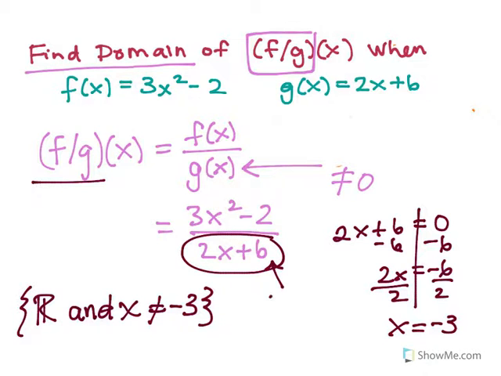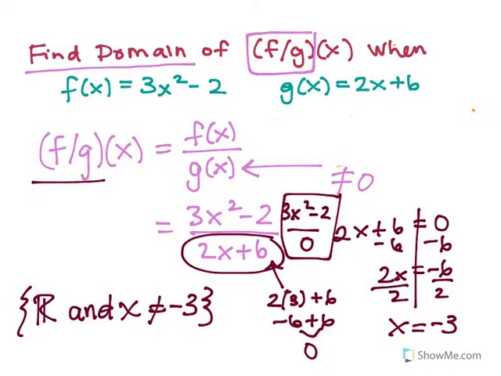We can check our answer by going ahead and plugging negative 3 back in. 2 times negative 3 is negative 6 plus 6. Negative 6 plus 6 equals 0. So you can see that this would be 3x squared minus 2 over 0, which is not possible.